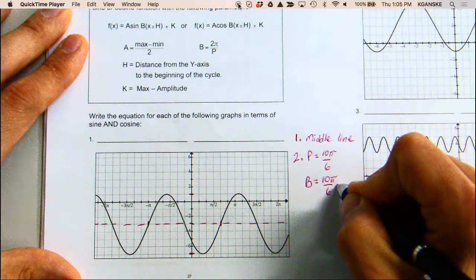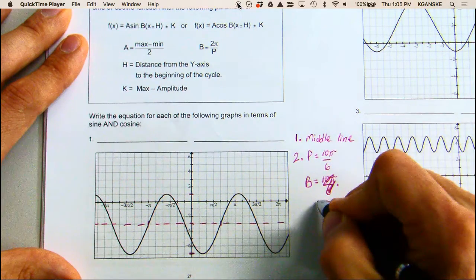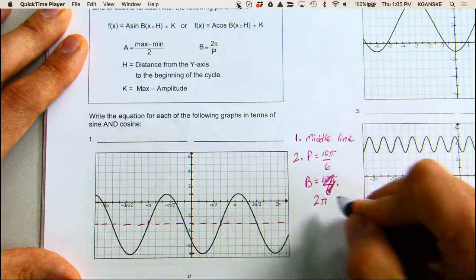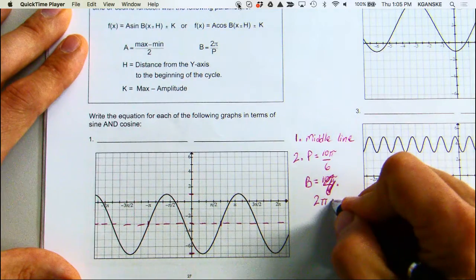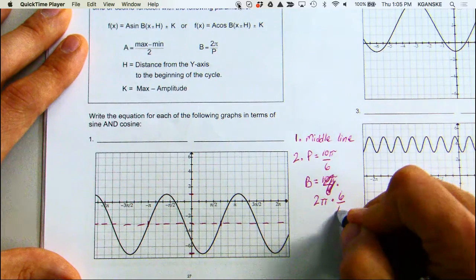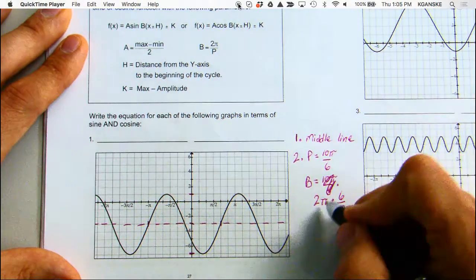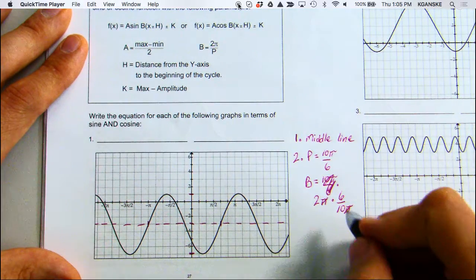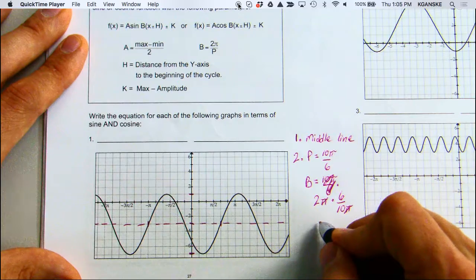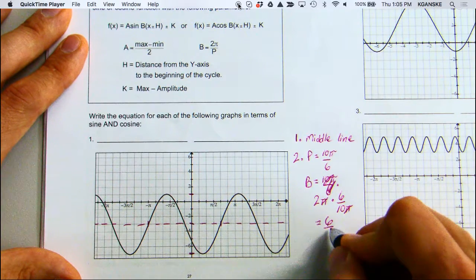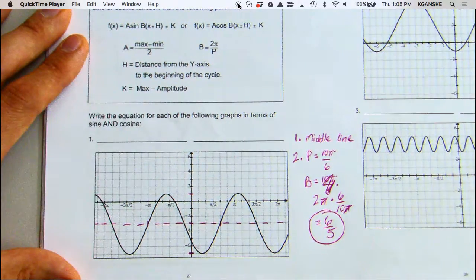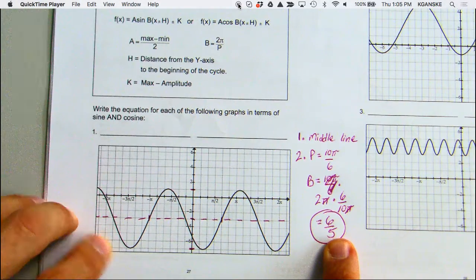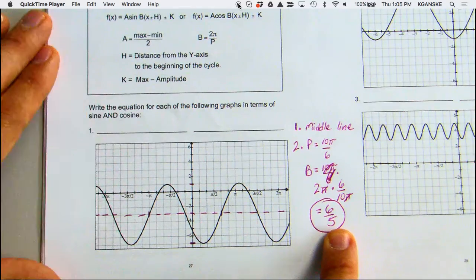2 pi times, I did that wrong. Okay? Yeah. So our B is going to be 2 pi times 6 over 10 pi, right? So these ones cancel out, and it looks like my b in the end is going to turn out to be 6 over 5. So that's kind of an important number. That's the hardest work. What we've got done here now is really the toughest thing.